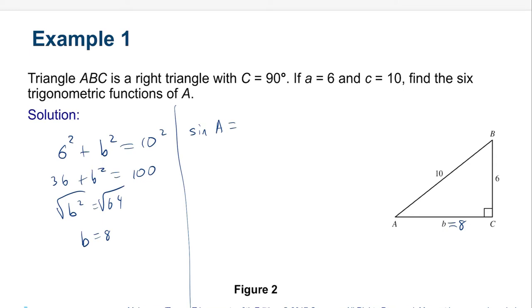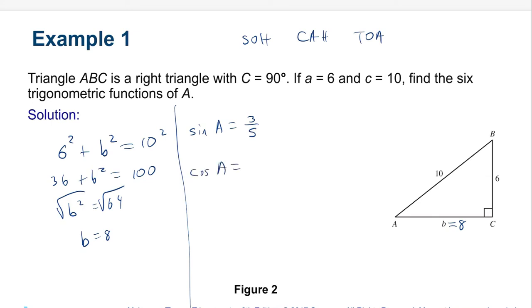Sine, if it helps you to use this acronym, SOHCAHTOA. I think this is very helpful if you're just learning this for the first time. Sine is opposite over hypotenuse. Cosine is adjacent over hypotenuse. Tangent is opposite over adjacent. So the sine of angle A is going to be the opposite over the hypotenuse. So that's going to be 6 over 10, which would be 3/5 if you simplified that.